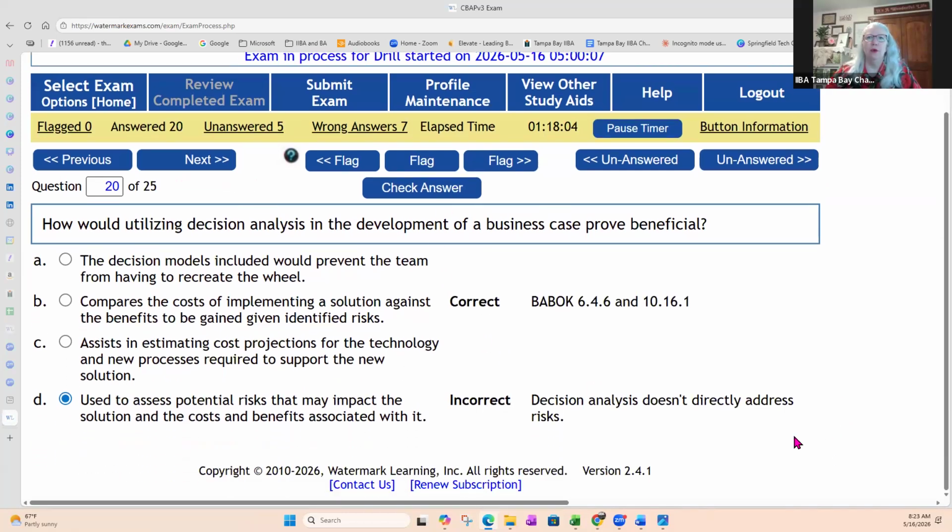Okay. So the correct answer is compares the cost of implementing a solution against the benefits to be gained by the identified risks. So this says decision analysis doesn't directly address risks. So this is considering risk, but it's not addressing the risks. If you didn't get this correct, go check it out in the techniques chapter in section 16.